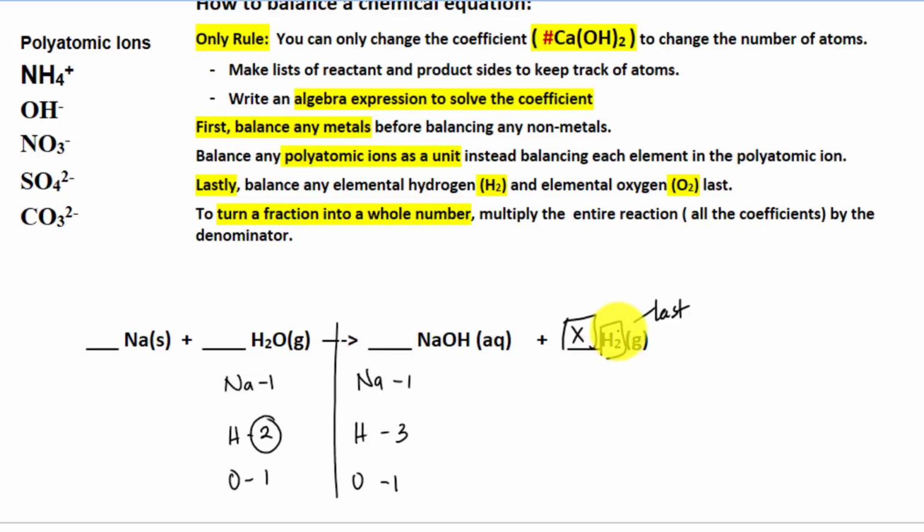And of course, when we set up our algebra expression, we are comparing between the reactant side and the product side. So reactant equals product. And on the reactant side, how many hydrogen do we have? We have 2. And on the product side, we have 1 here. So we have 1, and we have that 1 plus 2 times x. So 2 times x.